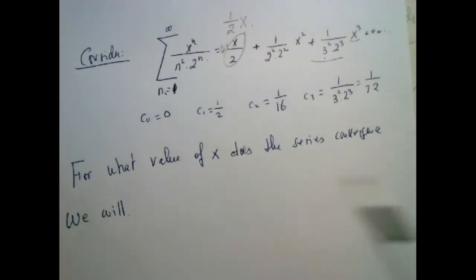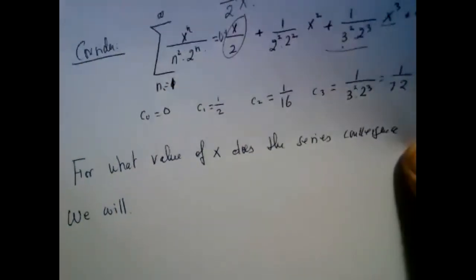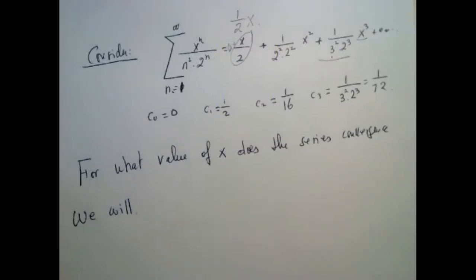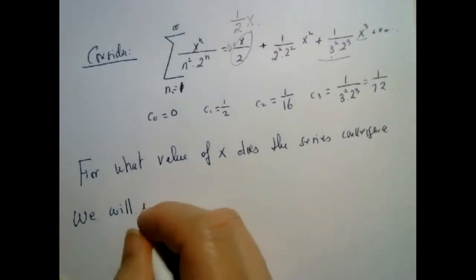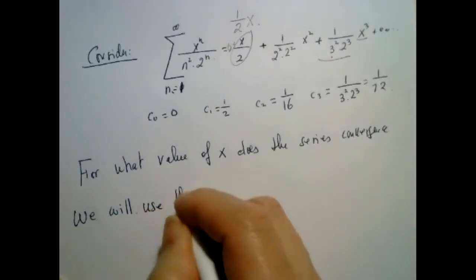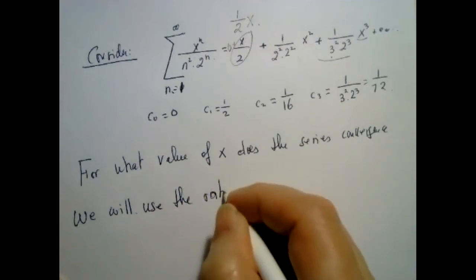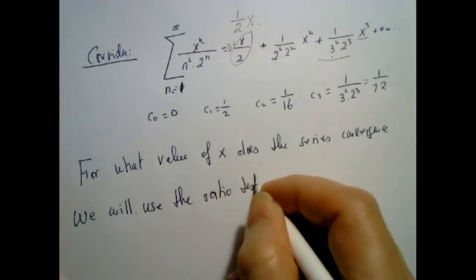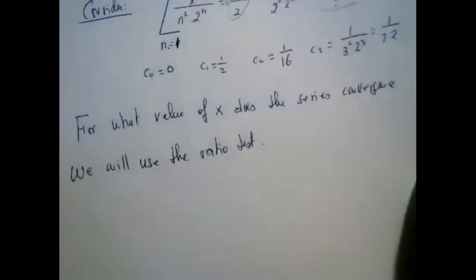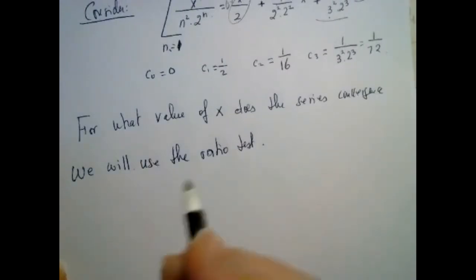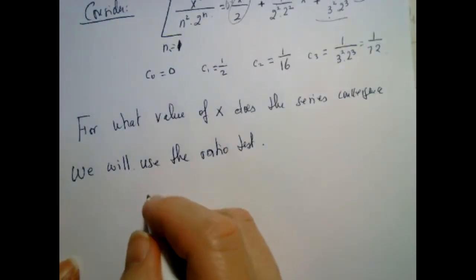So now the question, for what values does the series converge? And the way we're going to do those problems, we're going to use the ratio test. We will use the ratio test. And you will see how we are going to use the ratio test. We use it as follows. Let's see what the ratio test tells me.